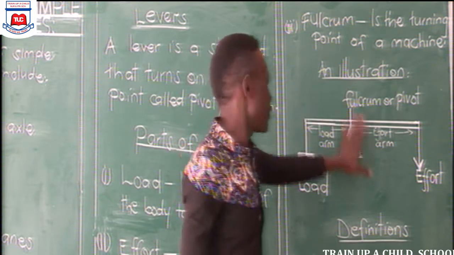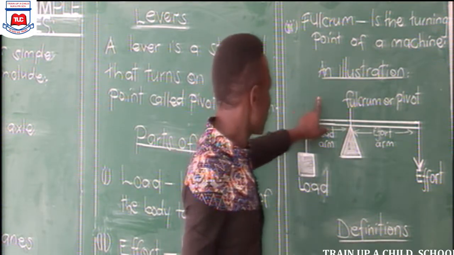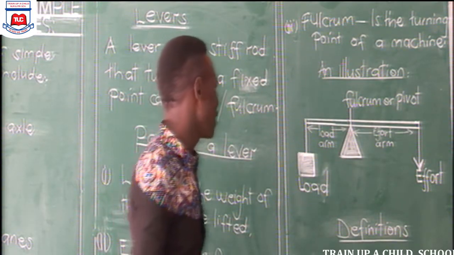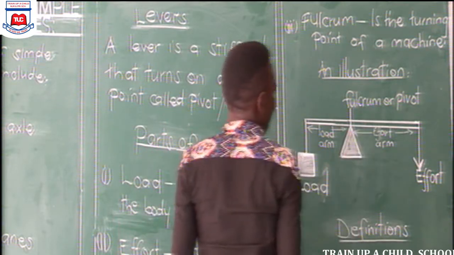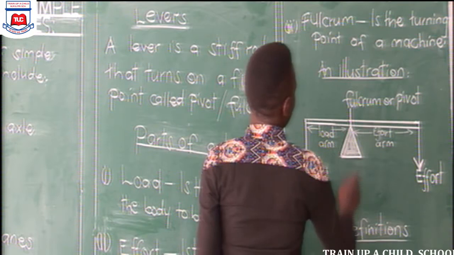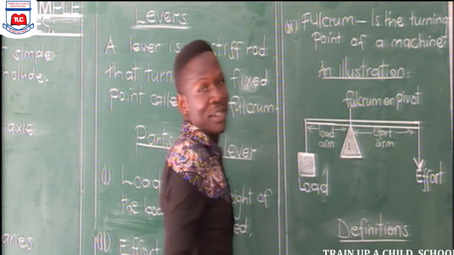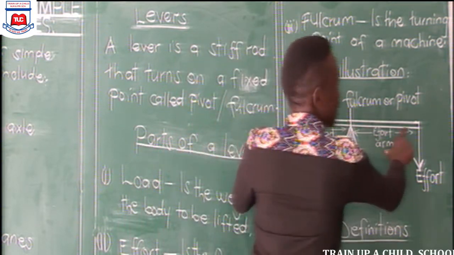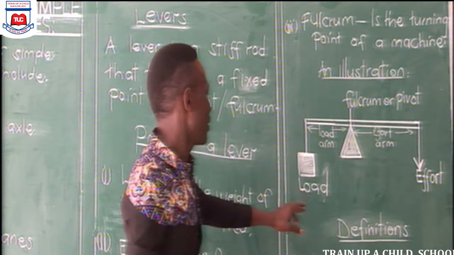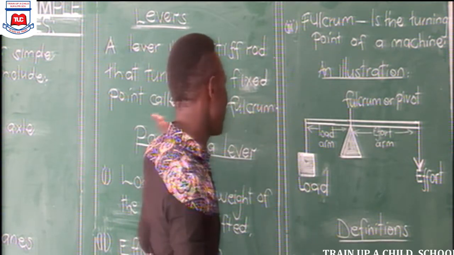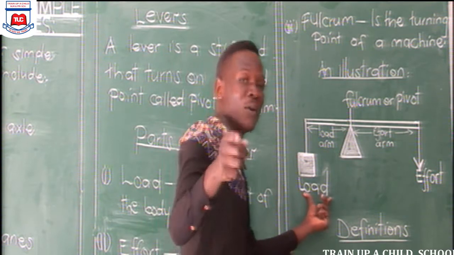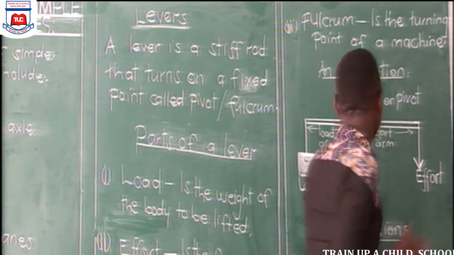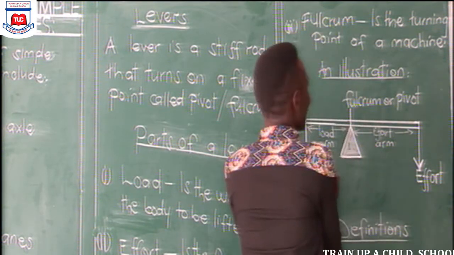So this is an illustration. This illustration shows the three parts of a lever. Whereby here we have a simple machine. What example of a simple machine is this? A seesaw. So I've used my seesaw to identify or to locate the three parts of a lever. And here it is, well drawn. So here, when you look on my left, you realize that we have the load. Then on my right, we have the effort. And then in the middle of this machine, we have the fulcrum.